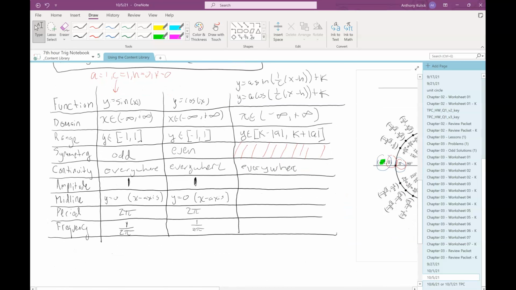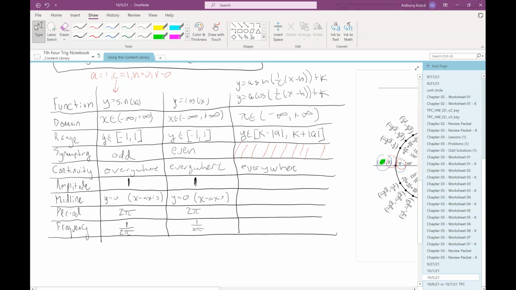The amplitude, that was the distance from the midline to a maximum or minimum. Can that change with a transformation? Yes. What transformation will change that? A vertical stretch or shrink, right? If it pulls it taller, the midline stays in the middle, but the extreme points have gotten further away, or if it's compressed, it'll get closer together.